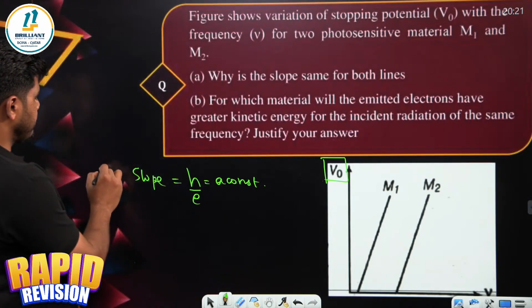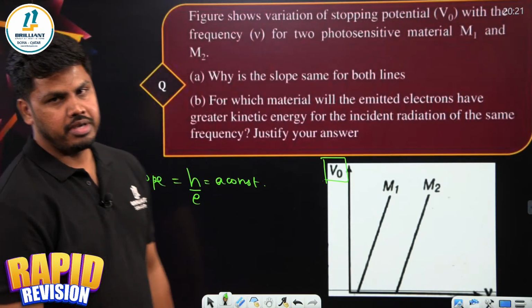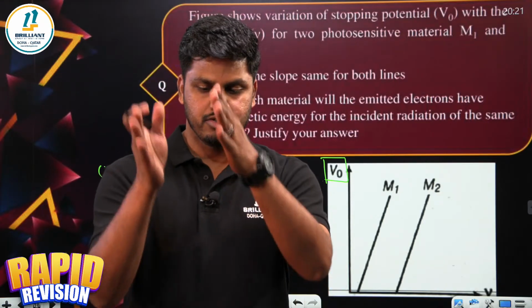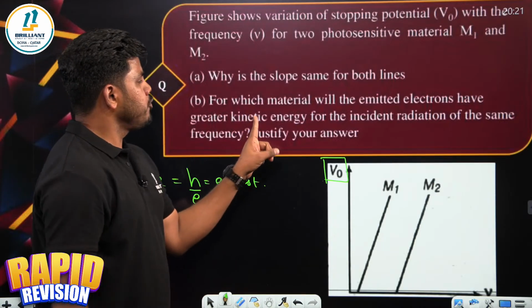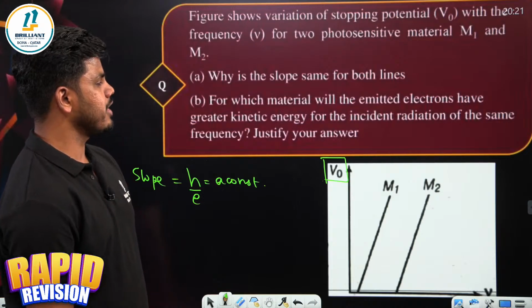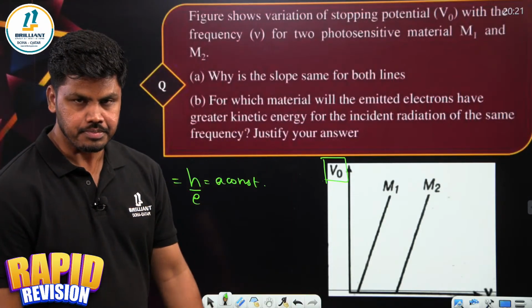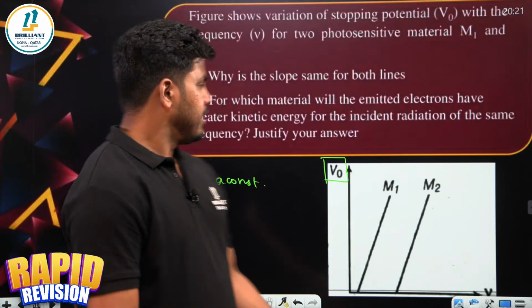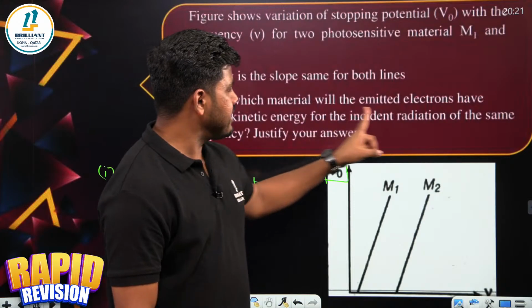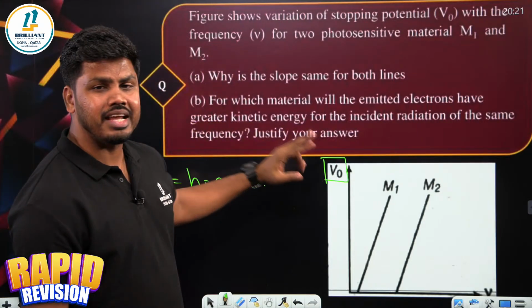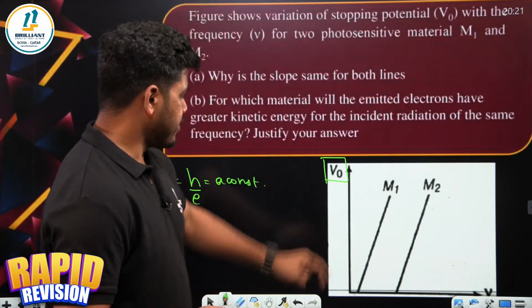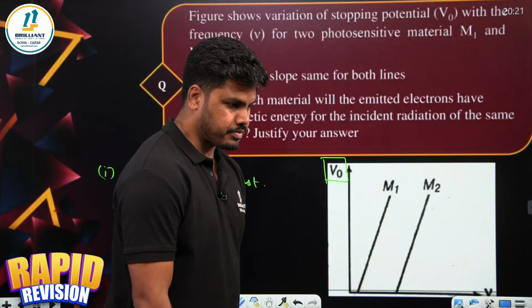Therefore, first question can be answered. Slope of the graph is h by e. Both h and e are constant. So whatever may be the photosensitive material, slope of the graph should be the same. Now, for which material will the emitted electrons have greater kinetic energy for incident radiation of the same frequency? Justify your answer. Second part is to identify which material will emit electrons with greater kinetic energy, M1 or M2?